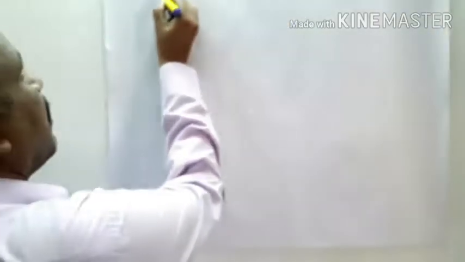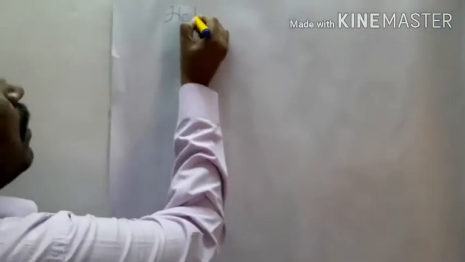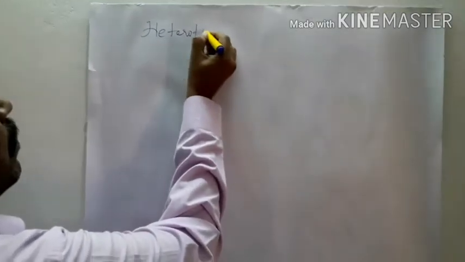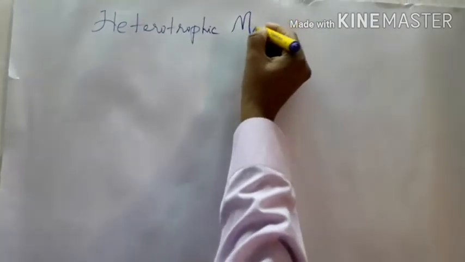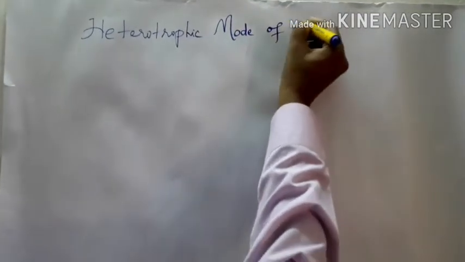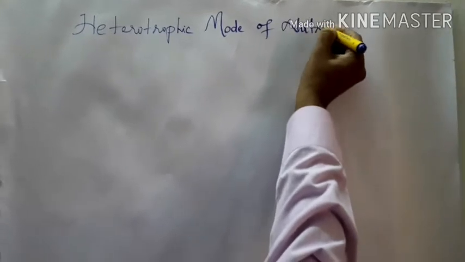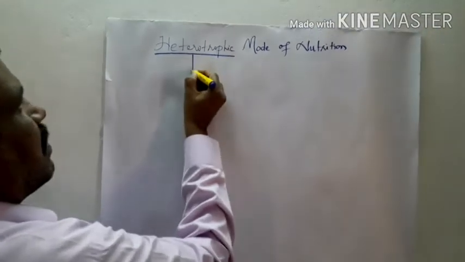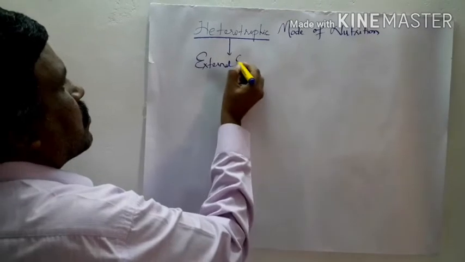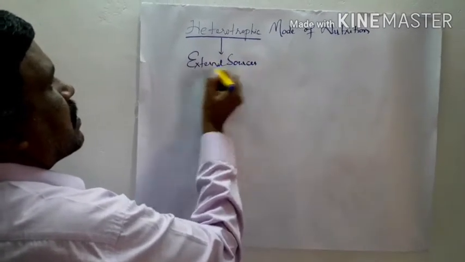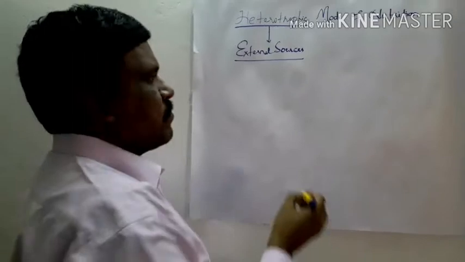So today's session we are dealing with the heterotrophic mode of nutrition. So dear children, I told you heterotrophic means that they depend on external sources for food. So in today's class we will take two examples.